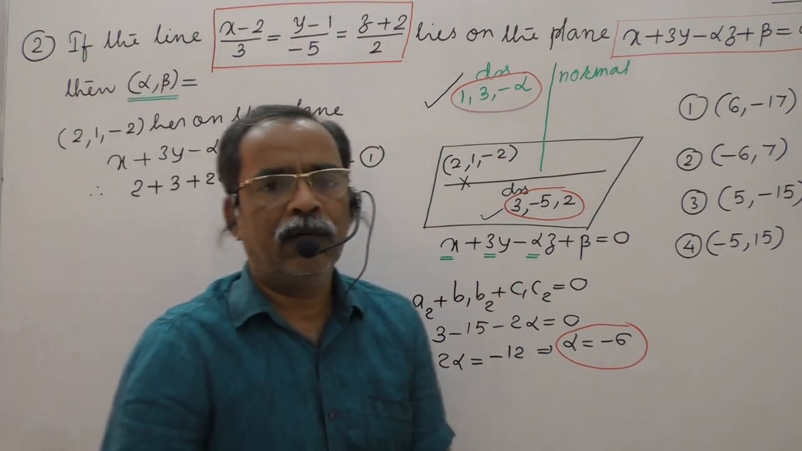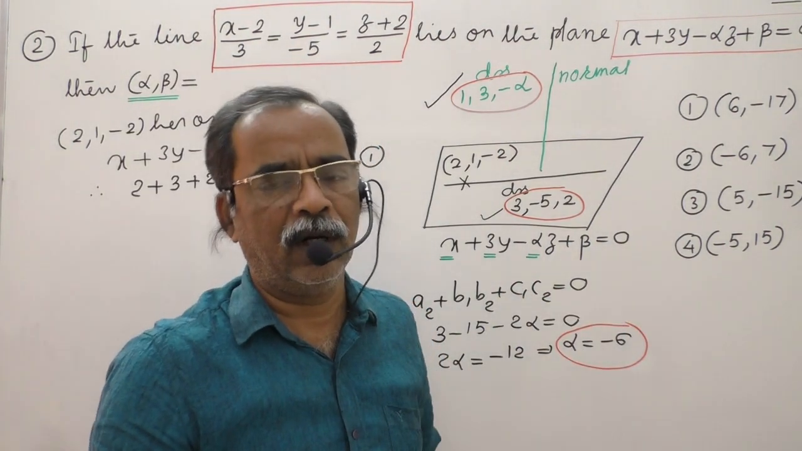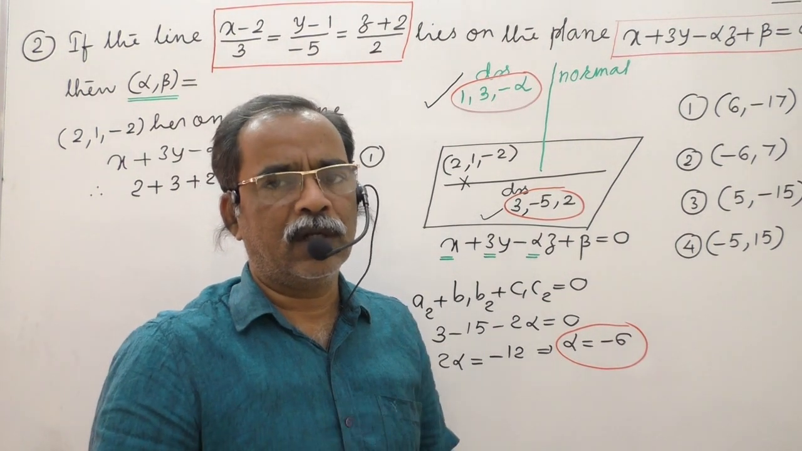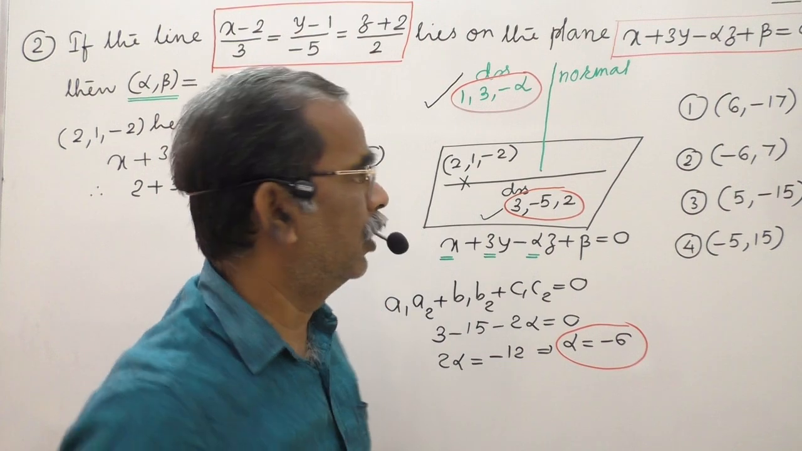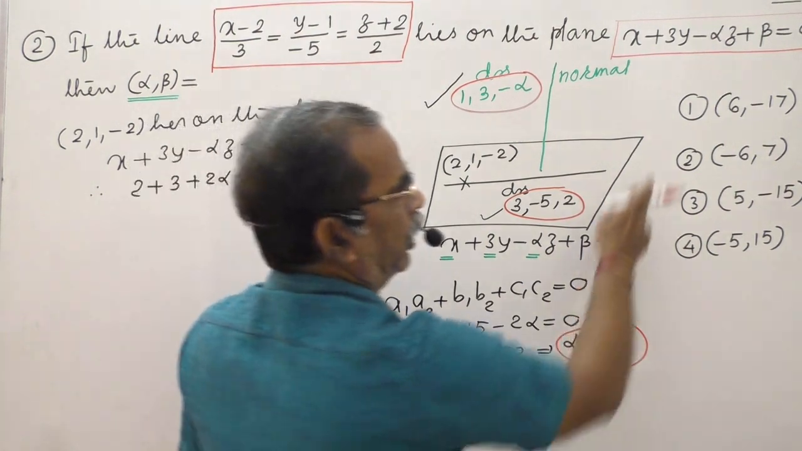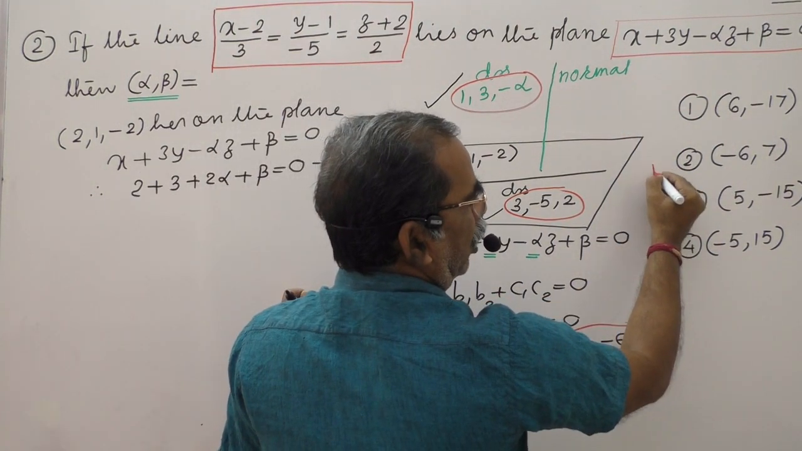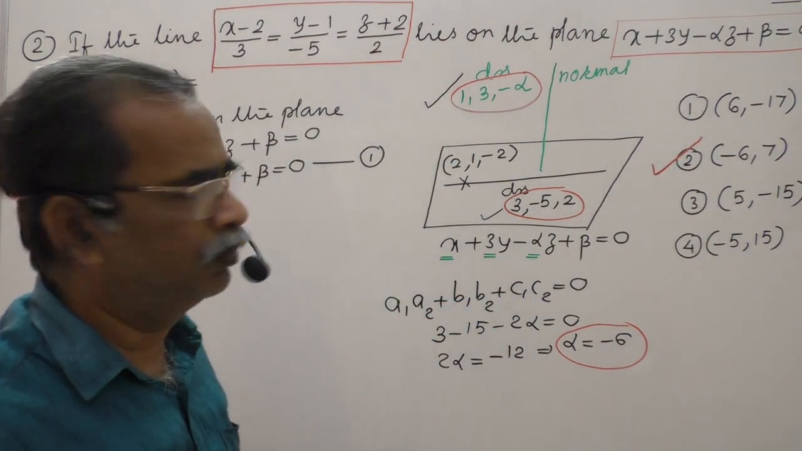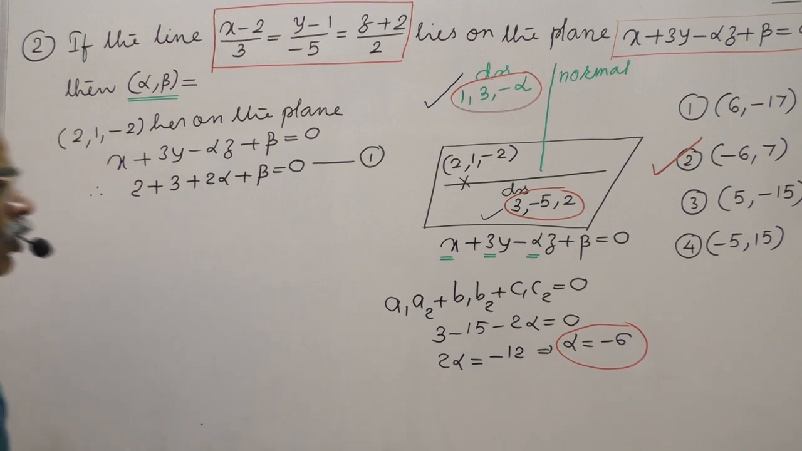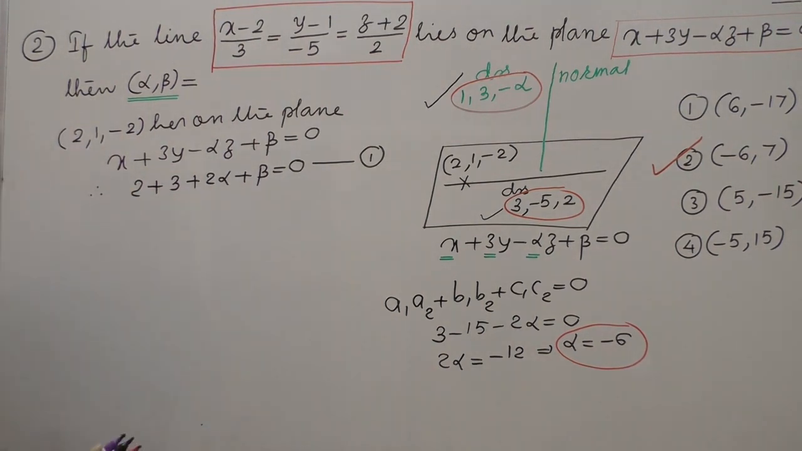In objective questions, you should watch the options for all the questions. First read the question, then look at the options; you may get some idea. Alpha is minus 6, and there is only one option containing this. Therefore, no need to find beta, this is the answer.